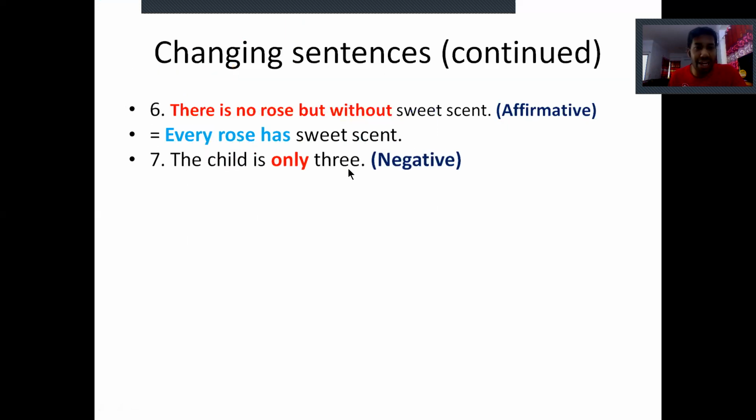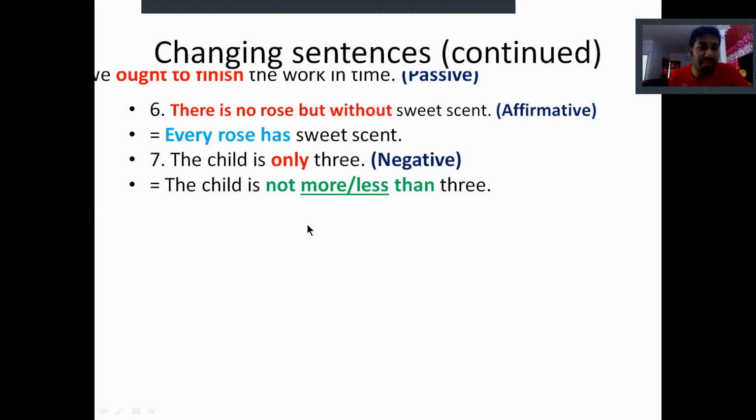Number 7, the child is only 3. Here, 3 means the age of the child, and only is modifying the number 3. To make this sentence negative, we need to use not more than or not less than. We can use either of the two. I'm showing both. So the child is not more than 3 or not less than 3. While writing the answer, you should avoid using slashes or obliques and use only one, either not more or not less. Use only one.